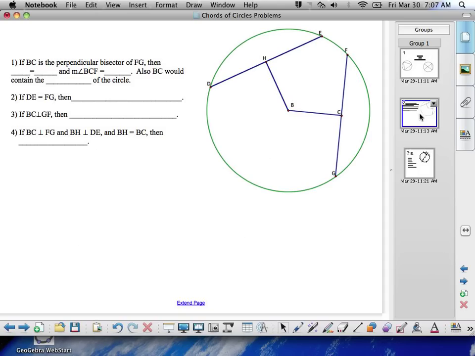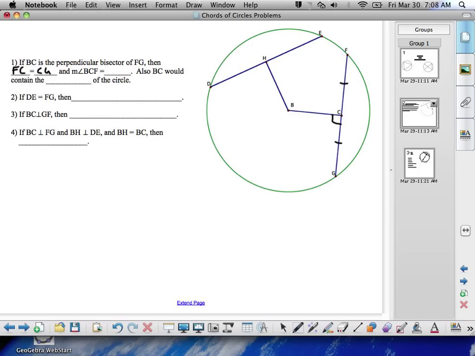All right, if BC is the perpendicular bisector of FG, then what is equal to what? BC is the perpendicular bisector of FG. It cuts it into two congruent parts. Then what is equal to what? Well, if it cuts it into two congruent parts, then FC would be equal to CG. And what would the measure of angle BCF be?